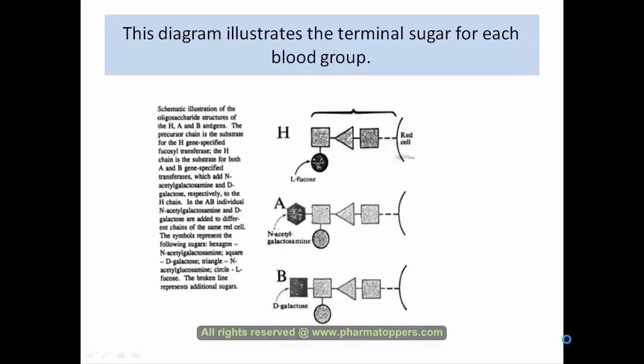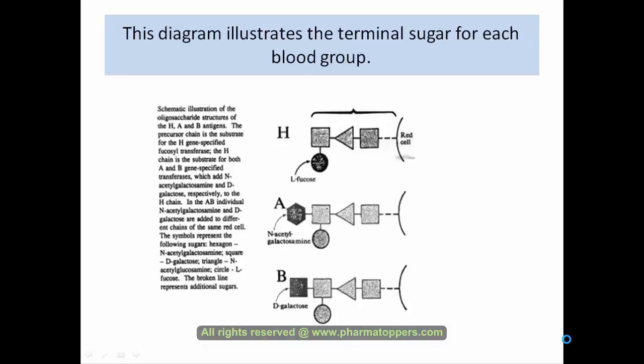The H molecule is found in every individual. If it shows no attachment of additional sugar, it will become blood group O. In the case of the A antigen, the H molecule contains additional N-acetyl galactosamine. Similarly, in the case of the B antigen, additional galactose is linked to the H molecule. The addition of the terminal N-acetyl galactosamine or galactose is carried out by certain enzymes. For the addition of N-acetyl galactosamine, N-acetyl galactosamine transferase is there, and for galactose, it is galactose transferase.